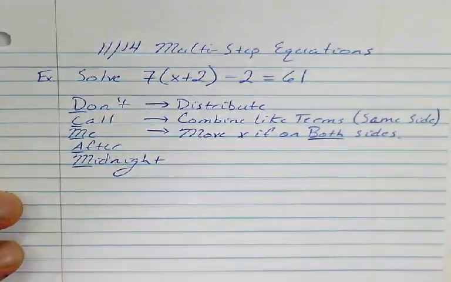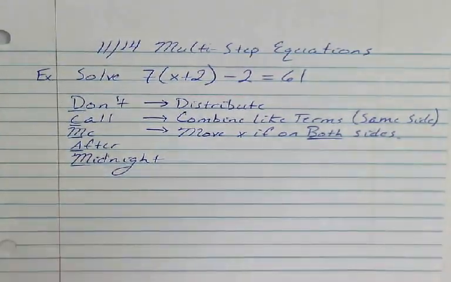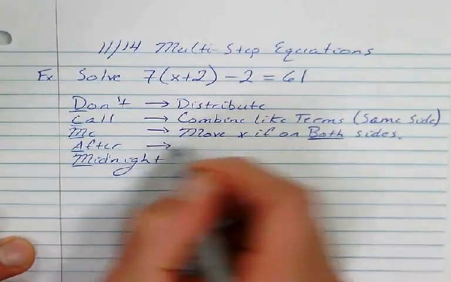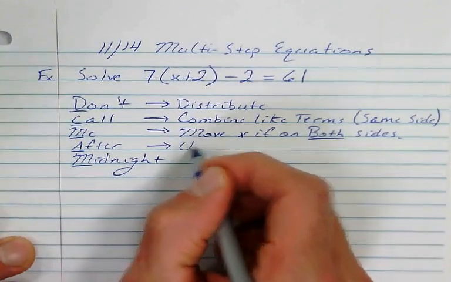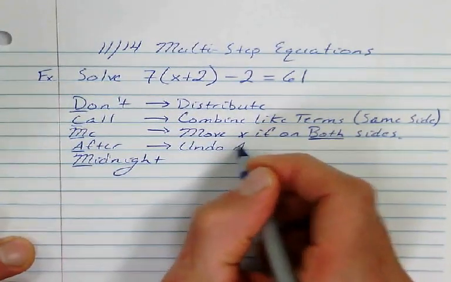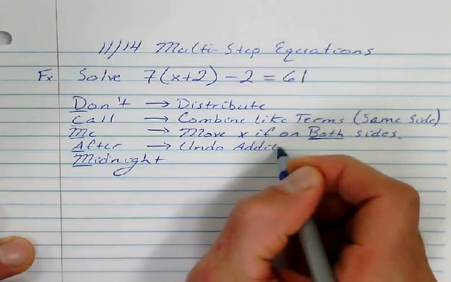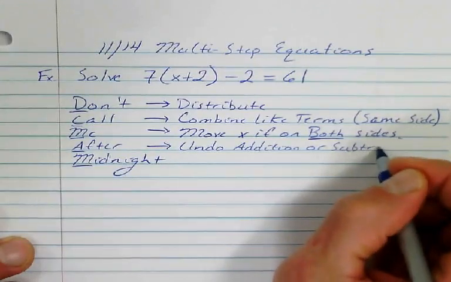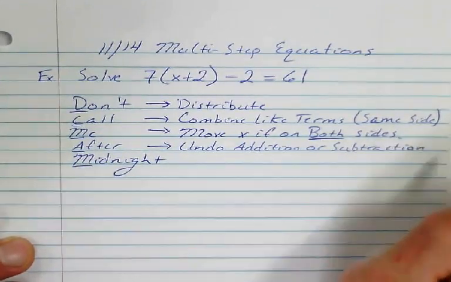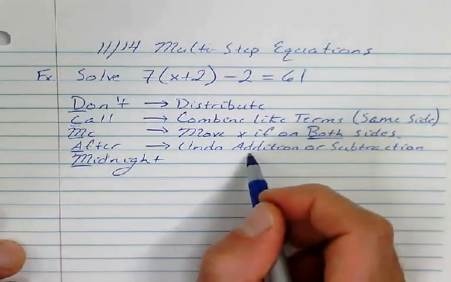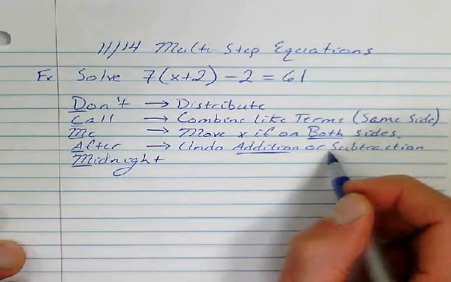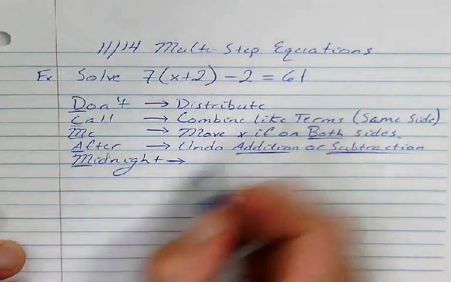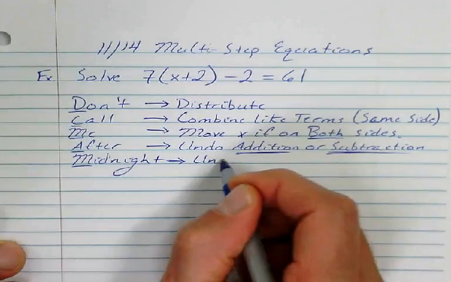This is more of an 8th grade skill. We will do it a little bit this year in 7th grade, but not today. The only A stands for undo addition or subtraction. So you can think of that A as add or subtract. This is inverse operations, so underline addition or subtraction. And then the M stands for multiply or divide. Here we're undoing multiplying and dividing.